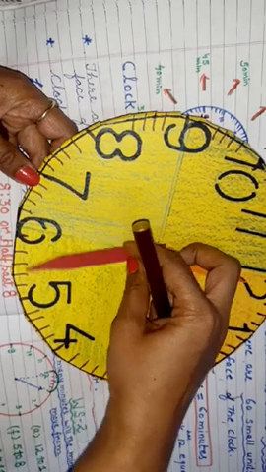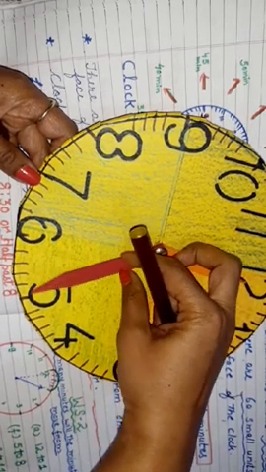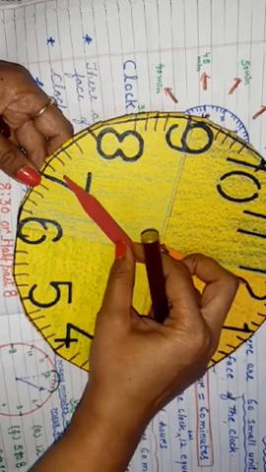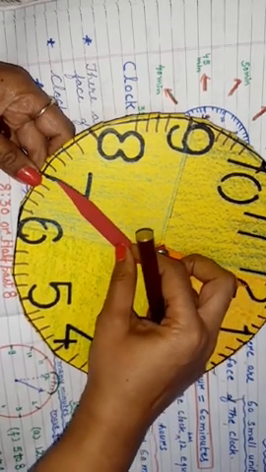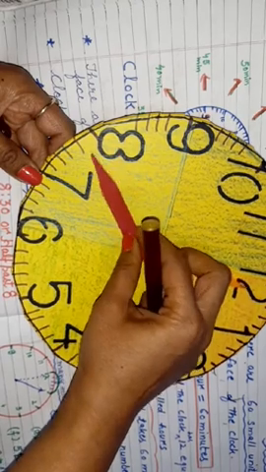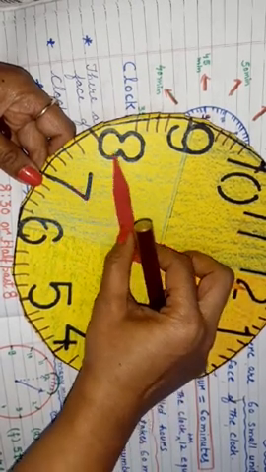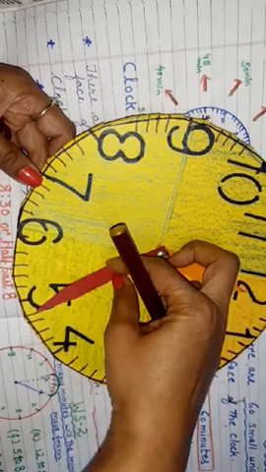In every jump it is covering 5 minutes. From 5 to 6 it will cover 5 minutes. Then 6 to 7 it will cover 5 minutes again, and from 7 to 8 it will cover 5 minutes. So in total there will be 5 plus 5 plus 5. So it is your 15 minutes.